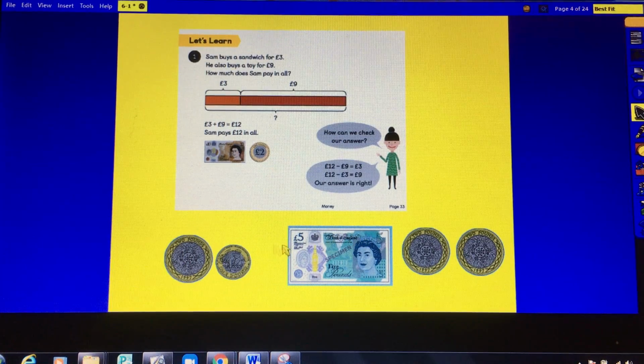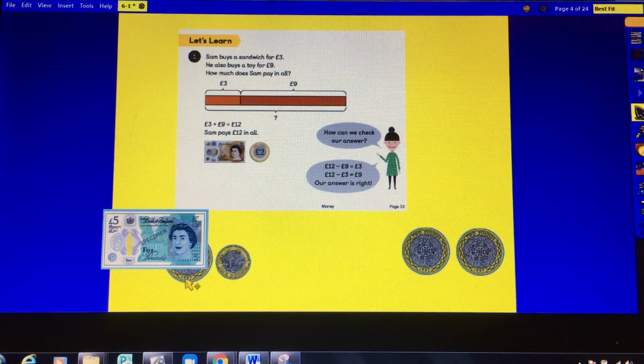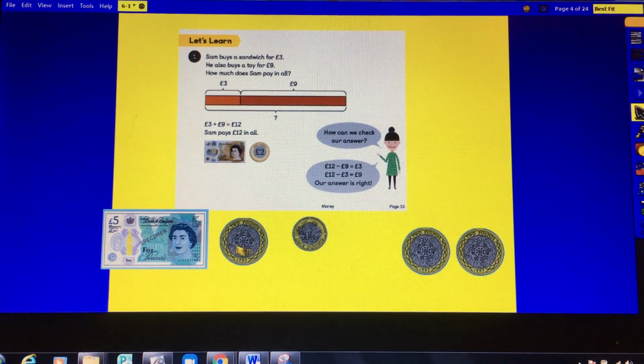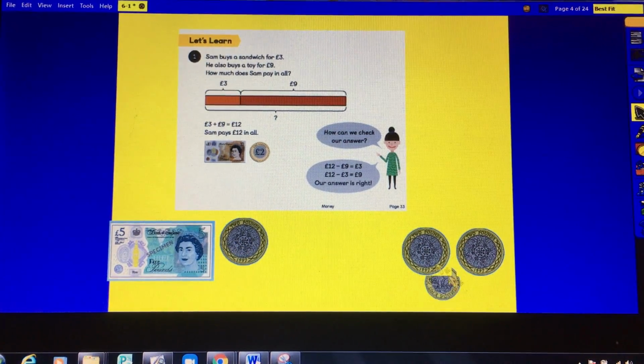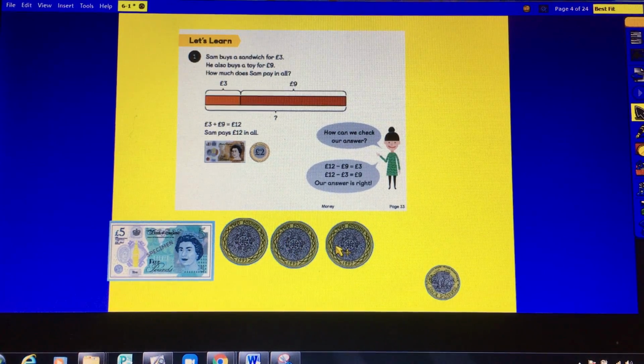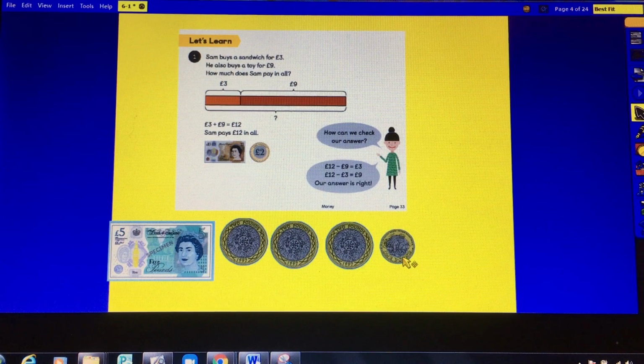Now, if I rearrange those in order of their value, we've got our £5 and a £2, another £2, another £2 and our £1. And then we can add on, can't we? Starting with our largest value, £5 add £2 equals £7. £7 add £2 equals £9. £9 add £2 equals £11, and £11 add £1 equals £12. So Sam pays £12 in all for those two toys.